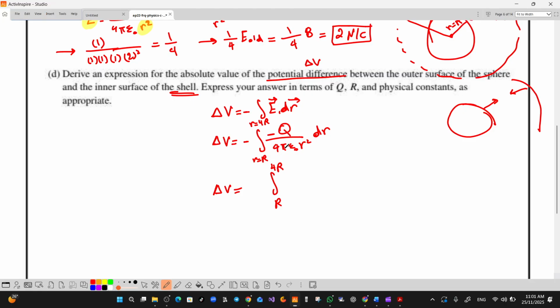Now Q and 4 pi epsilon 0 have nothing to do with the integration, so let's place them away. Remember that minus with minus cancelled out, over 4 pi epsilon 0, 1 over R squared dr. Now we know that the integration of 1 over R squared dr will be equal to minus 1 over R.